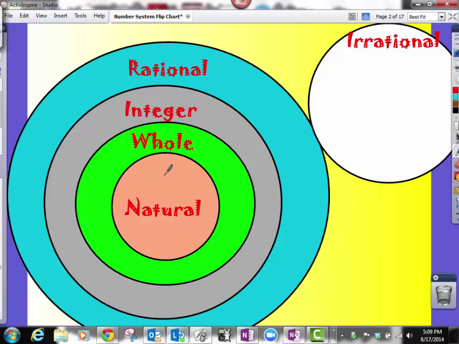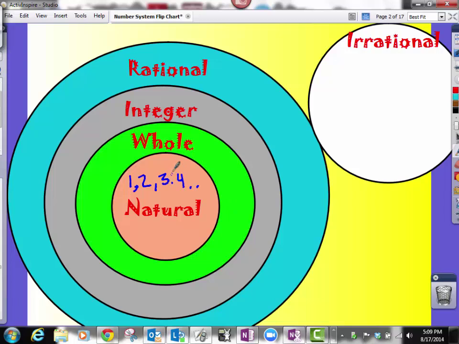So our natural numbers, you've got to remember about those. They just start at 1 and they go up: 1, 2, 3, 4, and so on, so on, so on. I'm going to put dot, dot, dot. There's no fractions. There's no decimals. There's no negatives in your natural numbers.